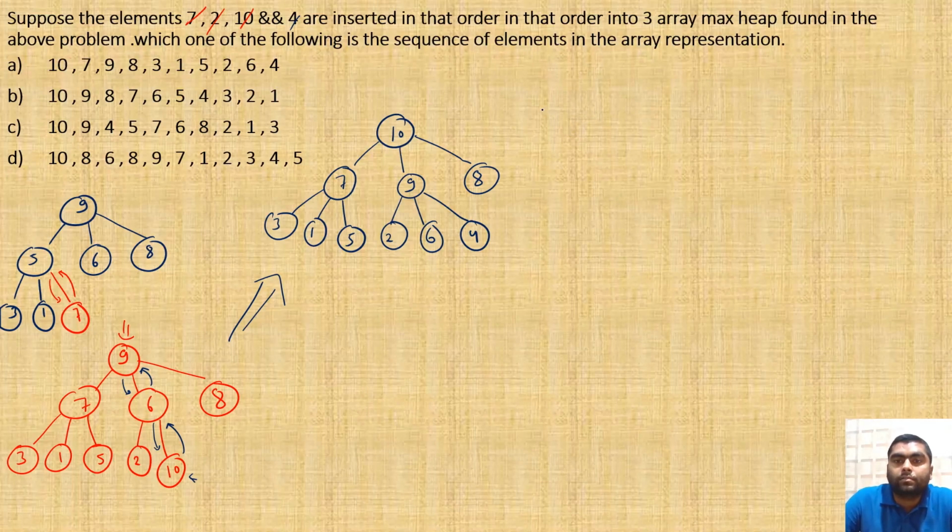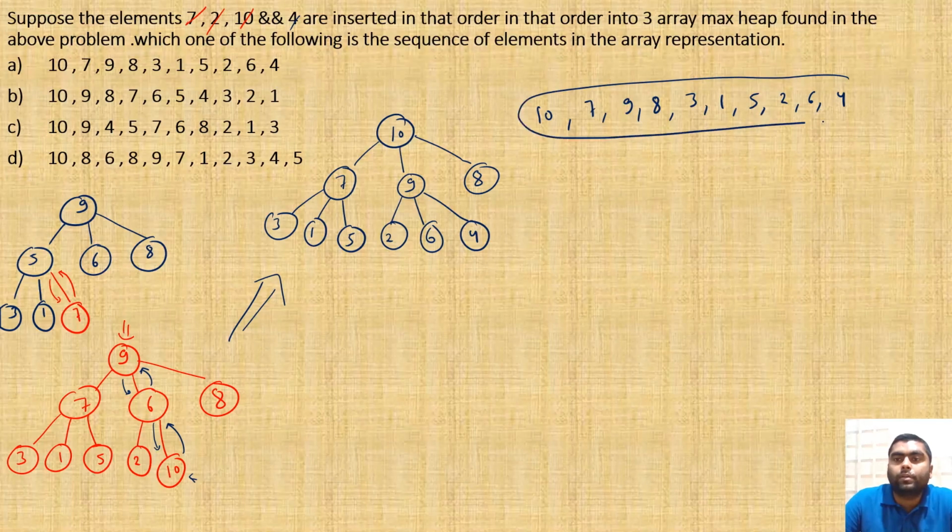All the elements are inserted. So what will be the final answer? The final answer is 10, 7, 9, 8, 3, 1, 5, and 2, 6, 4. This will be our final answer. Okay, so this is the correct one. There is some problem, I think, with 7, 2, 10, 4.